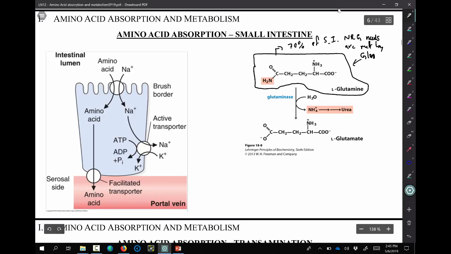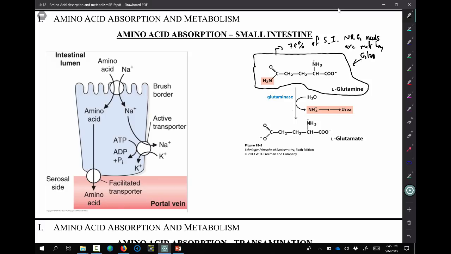Interestingly, it is the preferred fuel source for the small intestine. I mean, it can use other things for sure, but it uses glutamine to meet the majority of its energy needs. And there's a lot of energy need for the small intestine because it has to run that sodium potassium ATPase all the time. So there's a lot of it. Now, how is it going to get that?